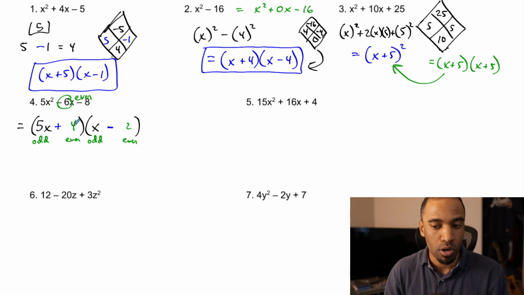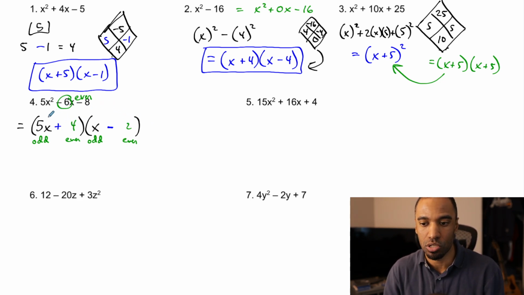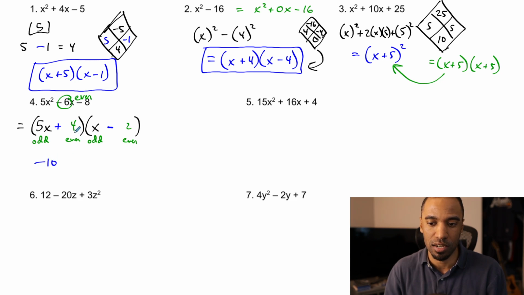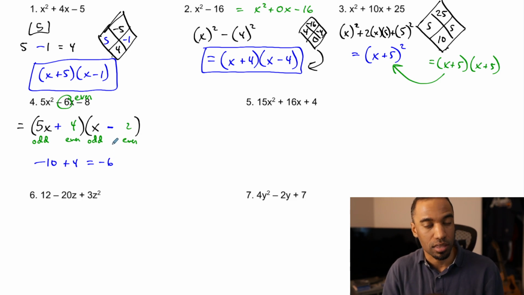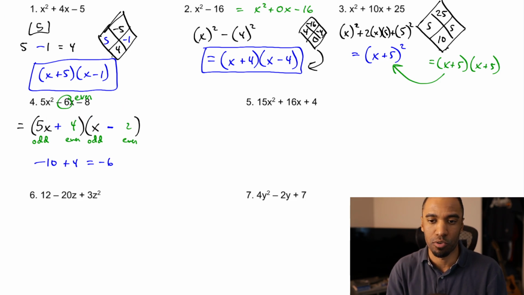And so anyway, I don't know if it's 4 and 2 or 2 and 4 yet, so I try one. If I try 4 and 2, 5 times negative 2 is negative 10. 4 times 1 is 4. Negative 10 plus 4 is negative 6. Hey, that one worked out. That one's actually the answer. And the signs stay exactly where they are. So this is the answer, 5x plus 4 times x minus 2.